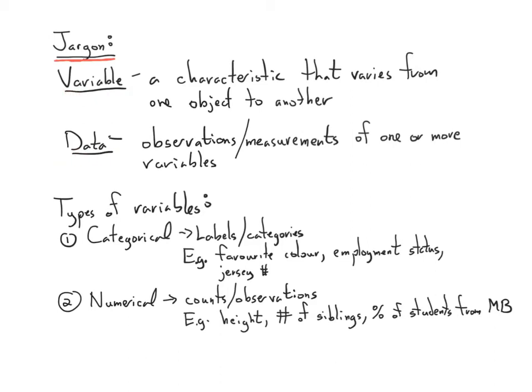So a variable is just a characteristic that varies from one object to another. For example, if your objects were people, maybe a variable that you'd want to measure is height. Height varies between 2 people, or maybe it's eye color. Eye color varies. It could be brown, it could be blue, it could be green, whatever. So it's anything that varies from one object to another. And data, they're the actual observations of that variable that you're making.